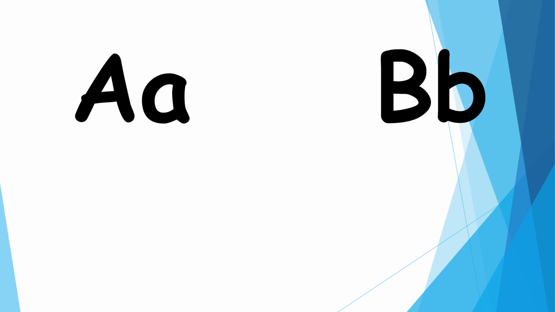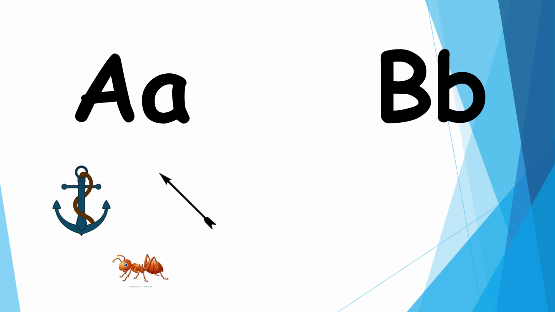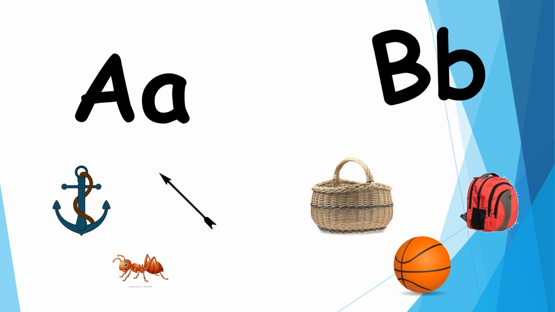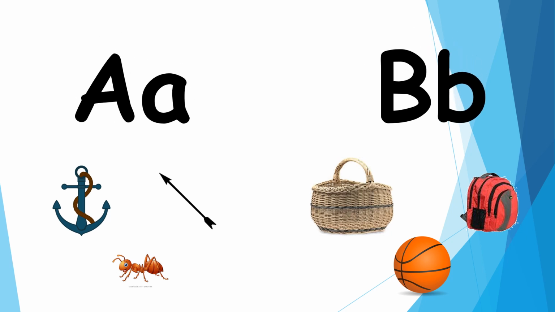Yesterday, we have learned about letter A and letter B. A says A. A is for anchor, arrow, ant. B is for basket, bag, ball. A, B. Say it again, kids. Good job!